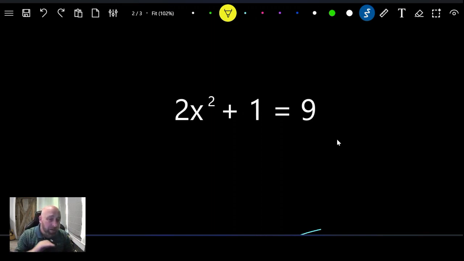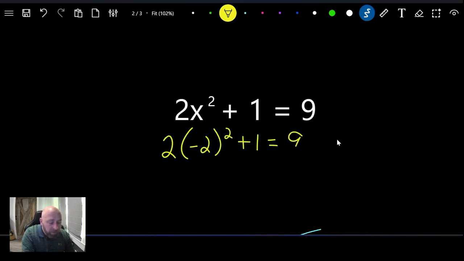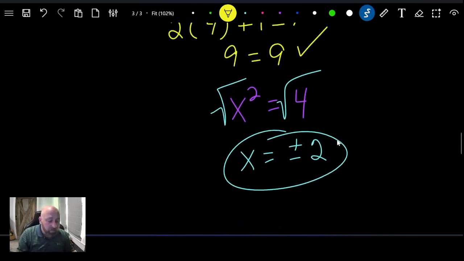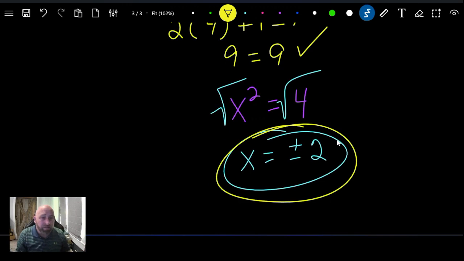So go ahead and make sure that you sub it back in. Just get used to doing both of them because that's going to be important here in a little bit. So negative 2 squared plus 1 equals 9. And so now we get back to this, plus 1 equals 9, and we do get 9 equals 9. And so that does check. So both of those check, so your answer is positive negative 2.